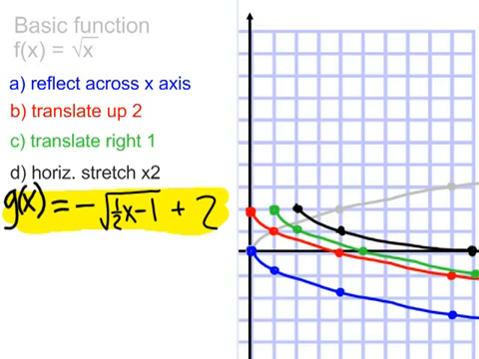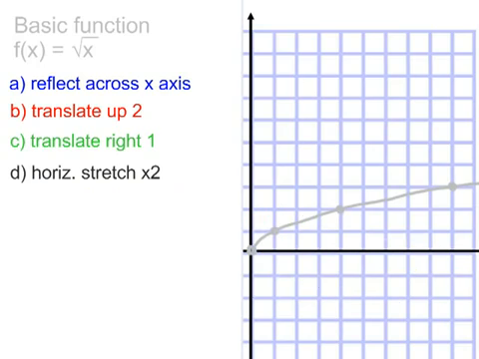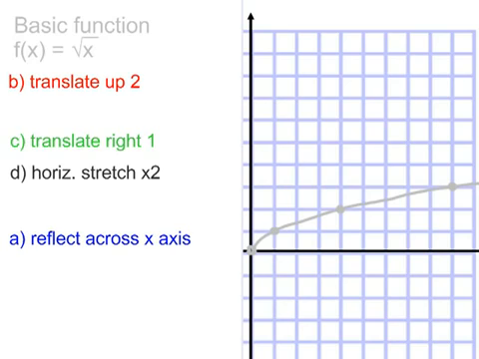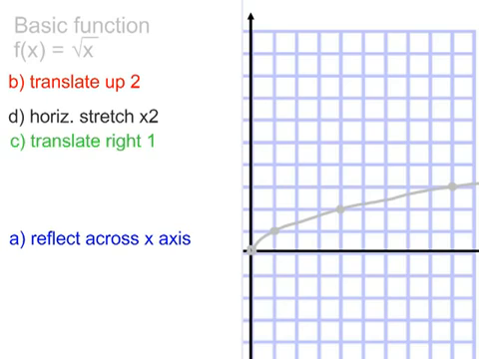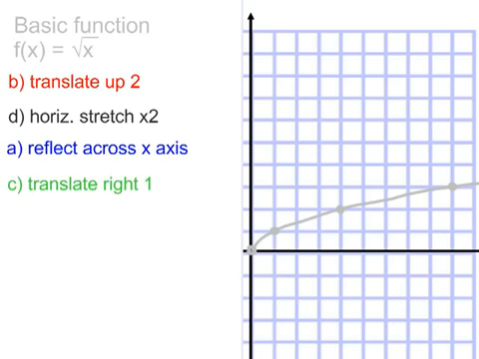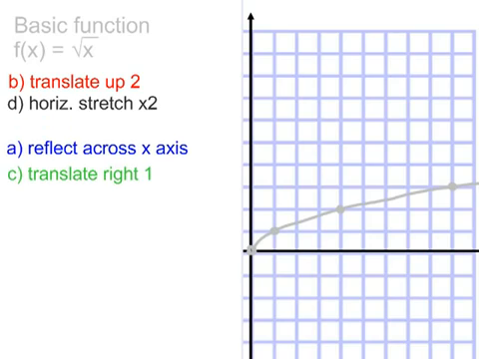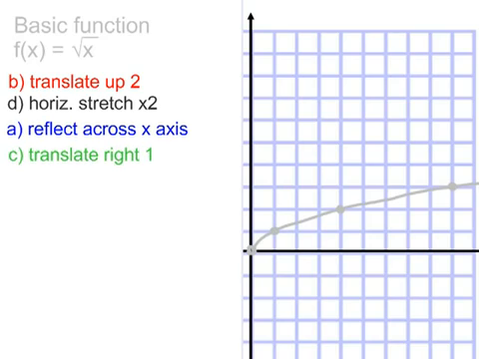Okay, so let's do those same transformations, but in a different order. So again, starting with square root of x, but this time let's do the translation up first, and then let's do the horizontal stretch by 2, followed by the reflection, and finally the translation to the right. So again, let's look at that graphically first.